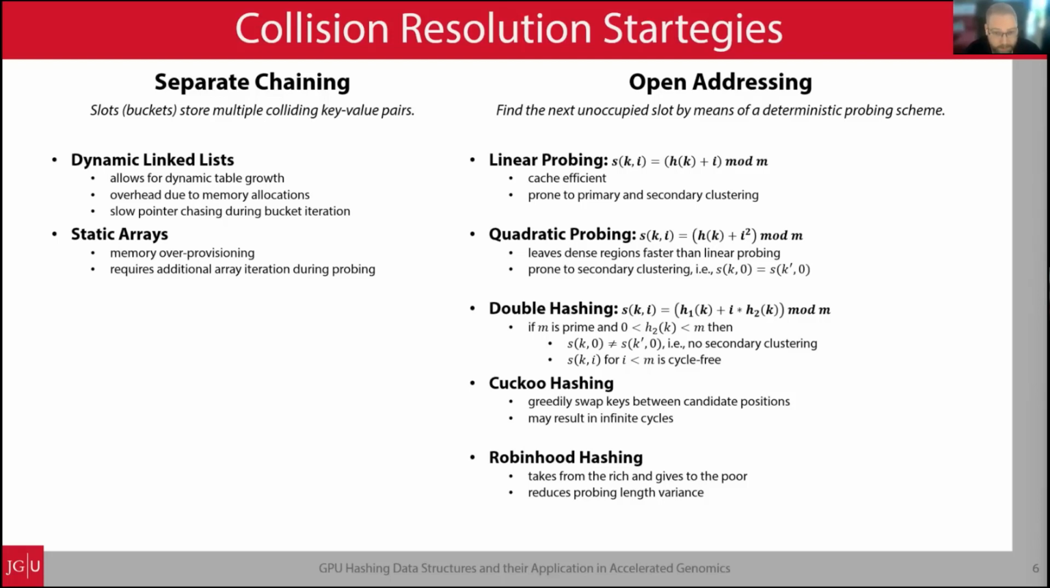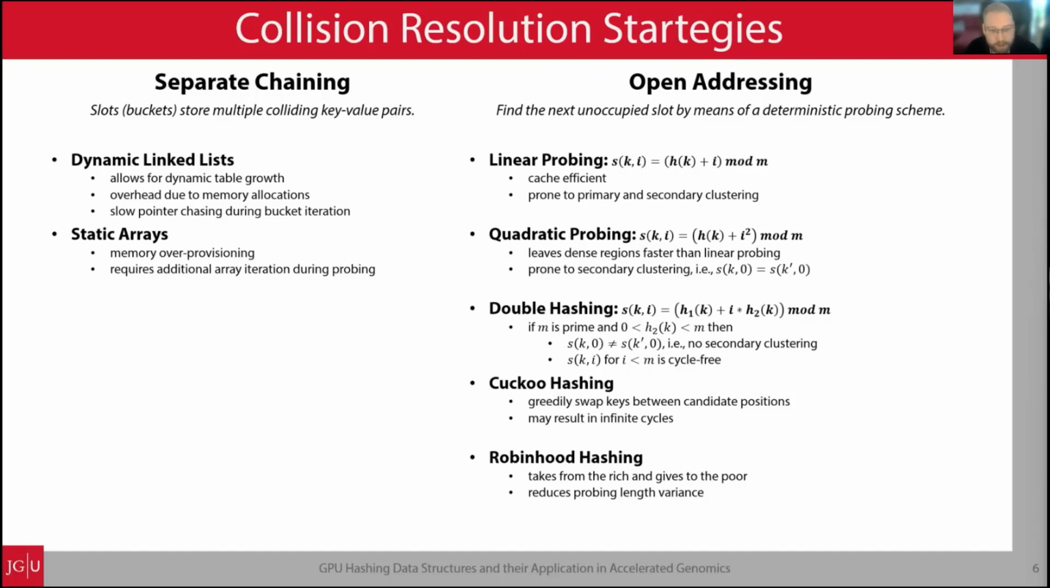Quadratic probing tries to lessen these clustering effects by leaving dense regions faster, so quadratically. However, there arises a second problem. If two distinct keys collide at the first probing position, then with quadratic probing, they also follow the same probing steps. This effect is then called secondary clustering.